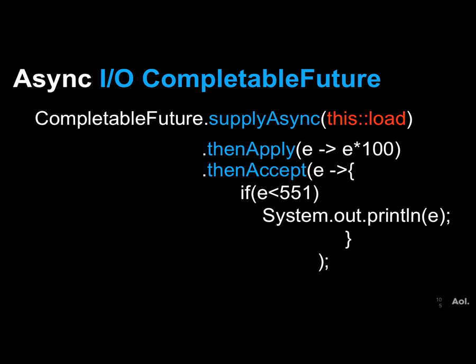Then accept is like an asynchronous version of for each. It won't block, but whenever the previous stage is finished, it's maybe more like peek or for each. When the previous stage is finished, the value will get passed into then accept. We can do our filtering there. We can't have an explicit filter elsewhere, so we can check if it's less than 551 before we print it to the console. It's maybe not as pretty as the stream version, but we are able to implement something approaching the same algorithm as is possible with streams. Essentially this is because both stream and completable future, even though there's no common interface, are implementing the same pattern.